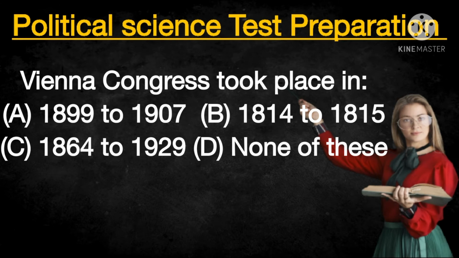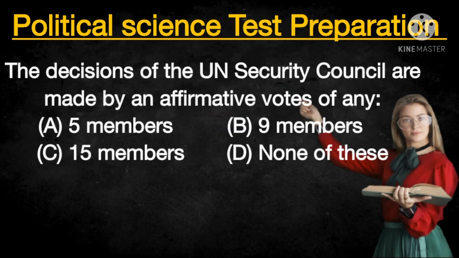Question: Vienna Congress took place in A. 1899 to 1907, B. 1814 to 1815, C. 1864 to 1929, D. None of these. Its correct answer option B, 1814 to 1815.